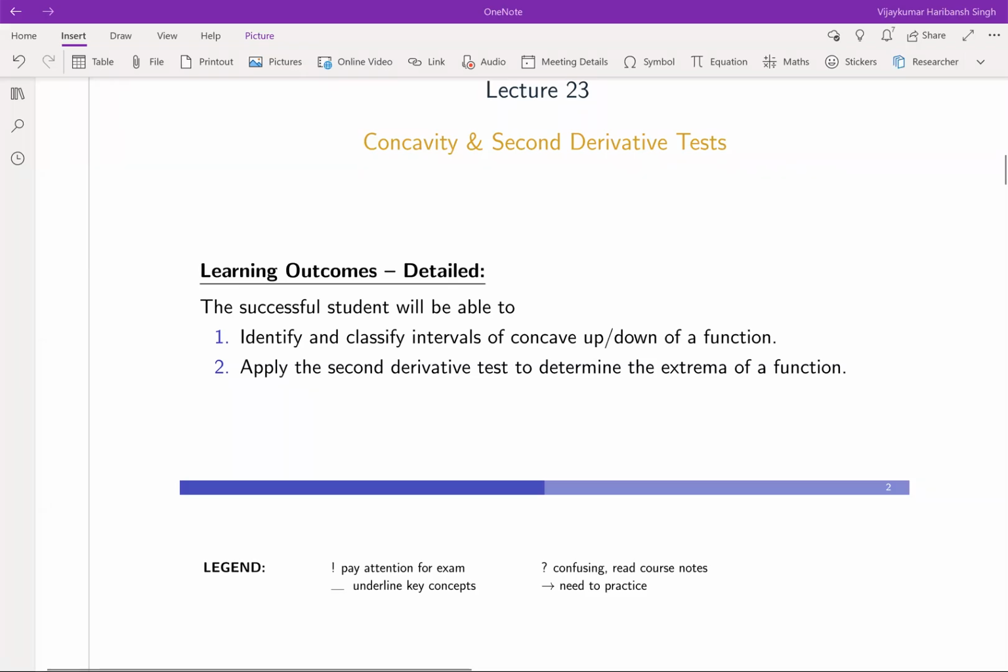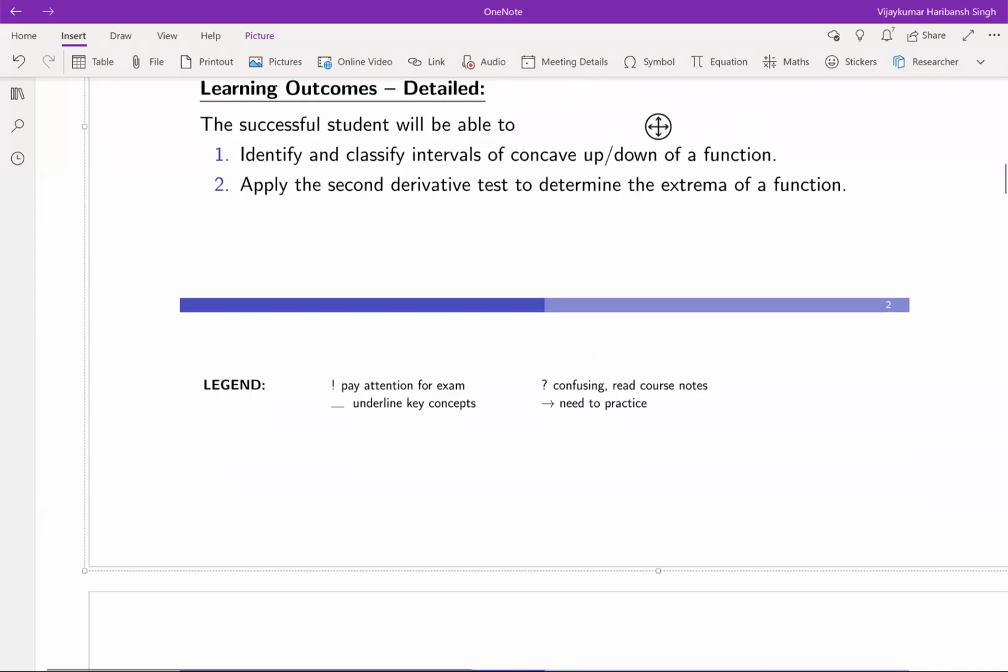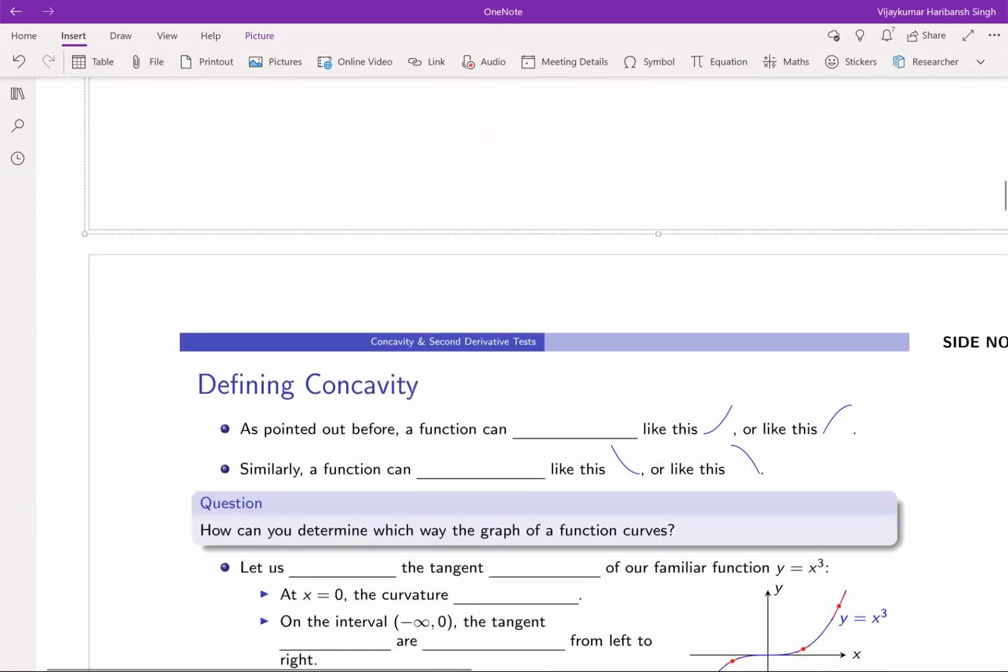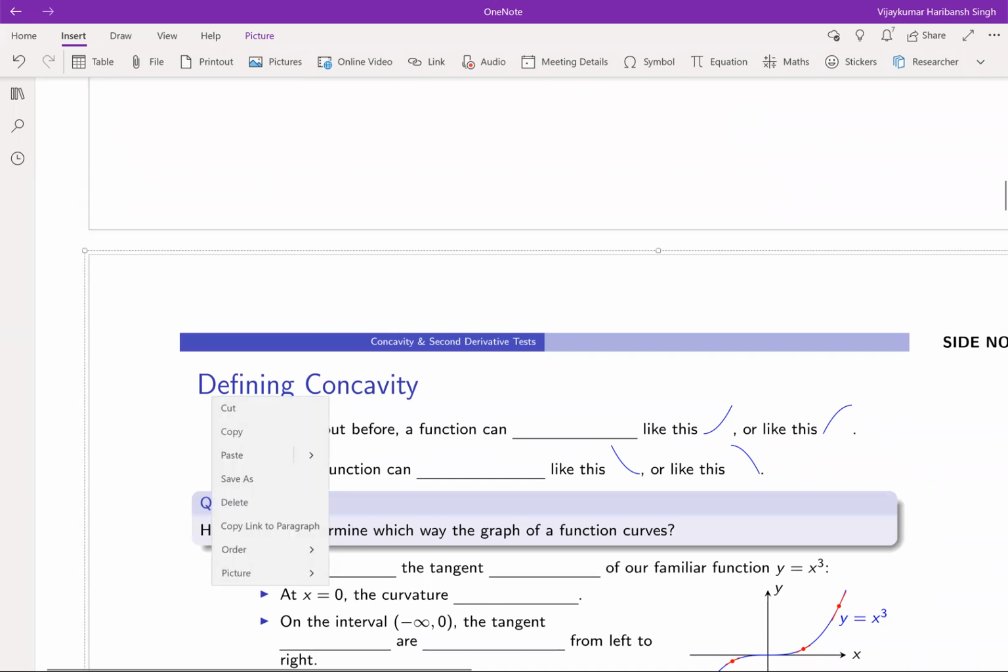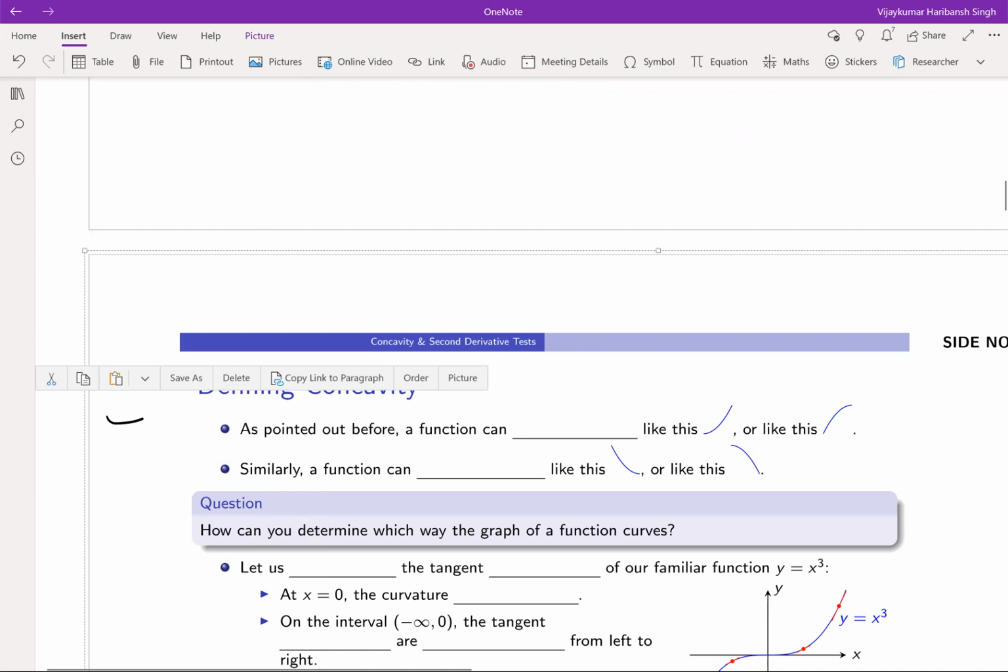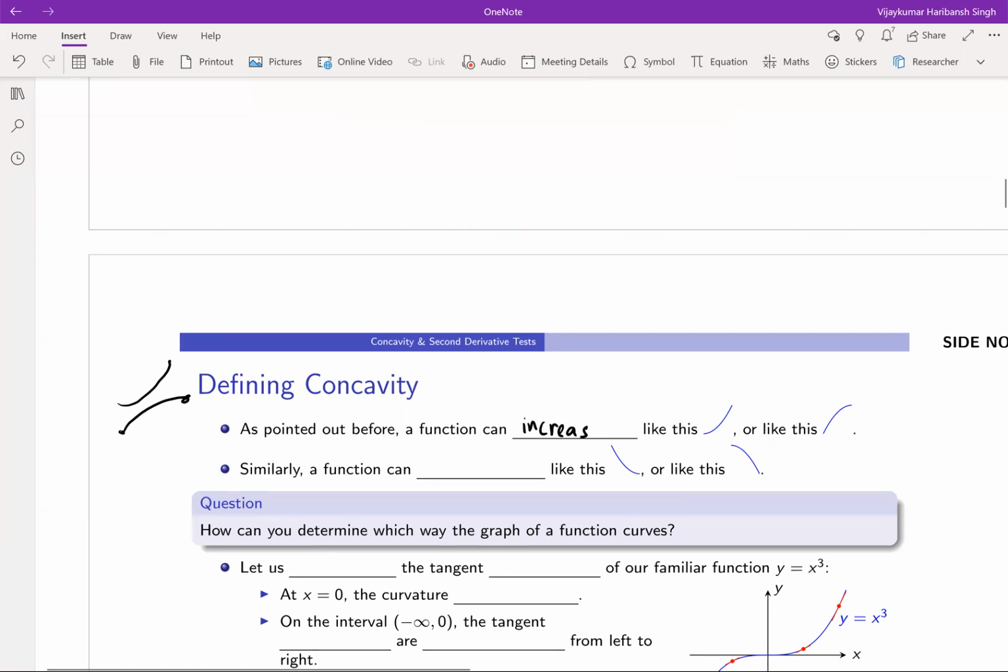All right, welcome to lecture 23, concavity and second derivative tests. So the idea is the following. If a function increases, there are two ways it can increase. One way is like that. This function is increasing as well. And the other way is like that as well. Both of these functions are increasing, but the shapes are slightly different. So the function can increase either like this or like that.